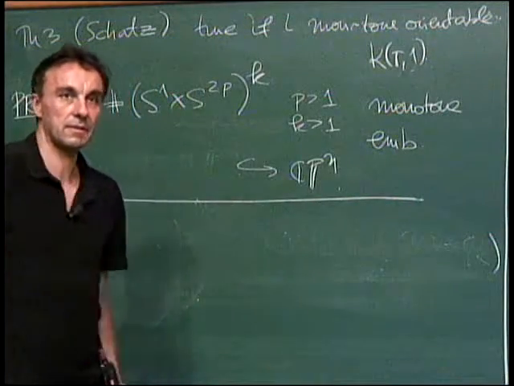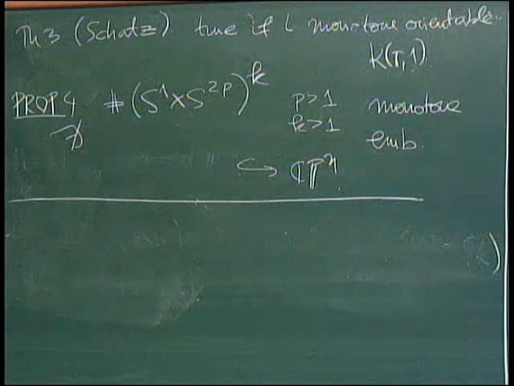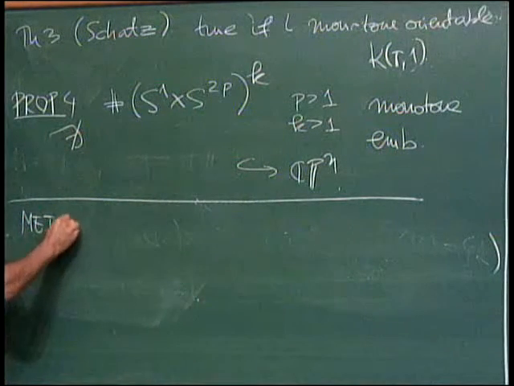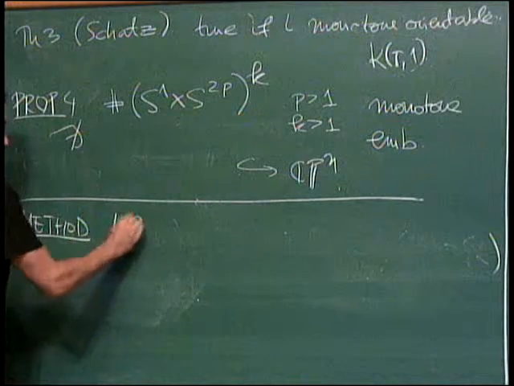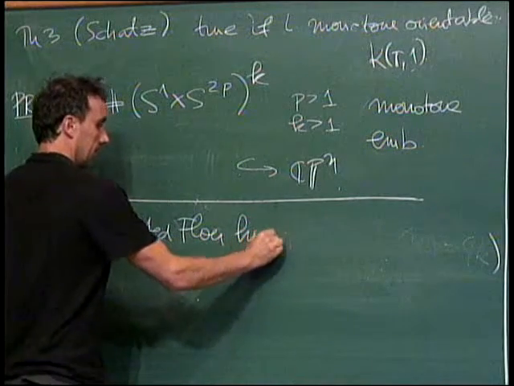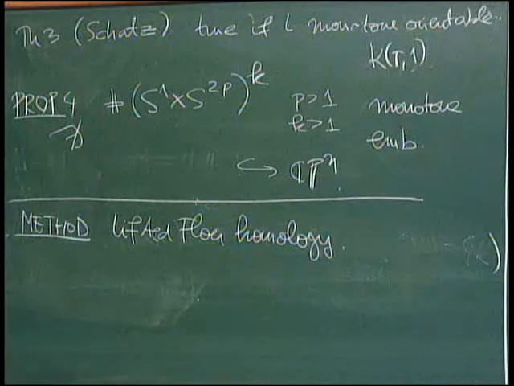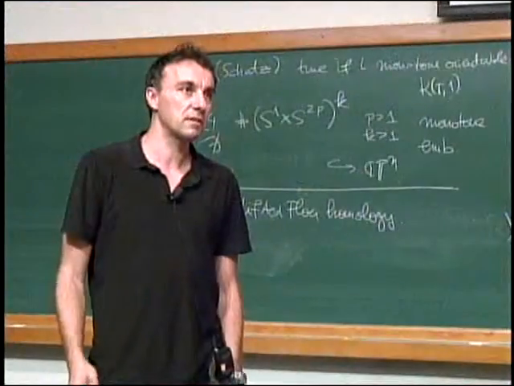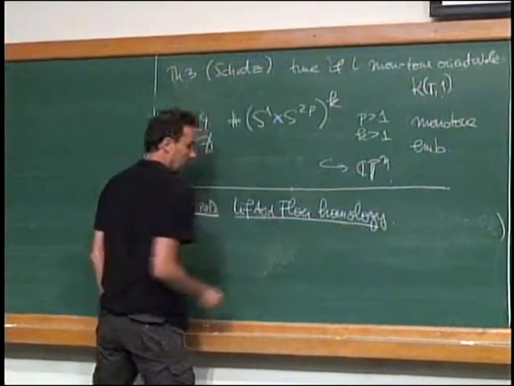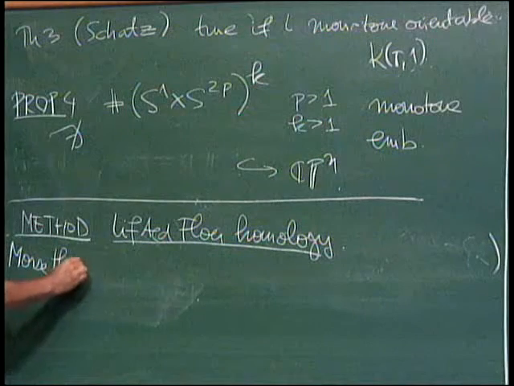Now, let me stop here with the statements and tell you some words about the method which can be used to prove all this. The method is called lifted Floer homology, and it's a combination of Floer homology with the properties of the universal cover. Before I describe it, let me do some Morse theory for 5 minutes.